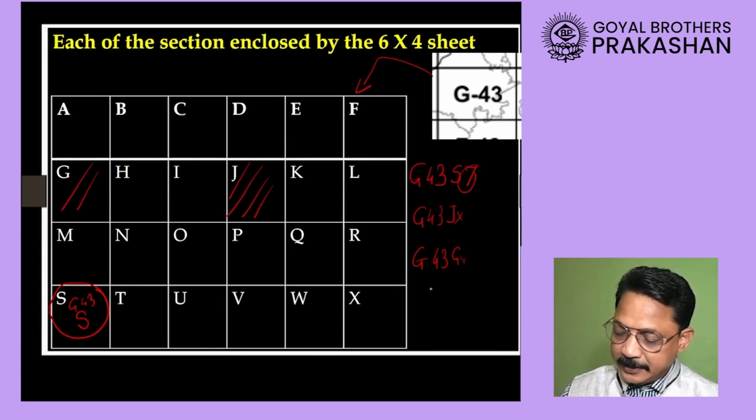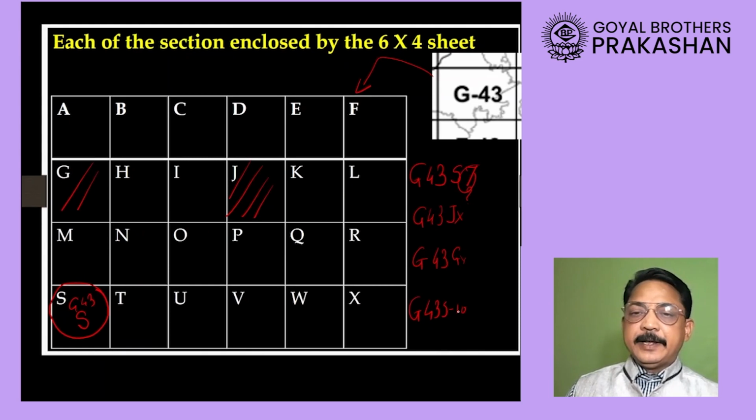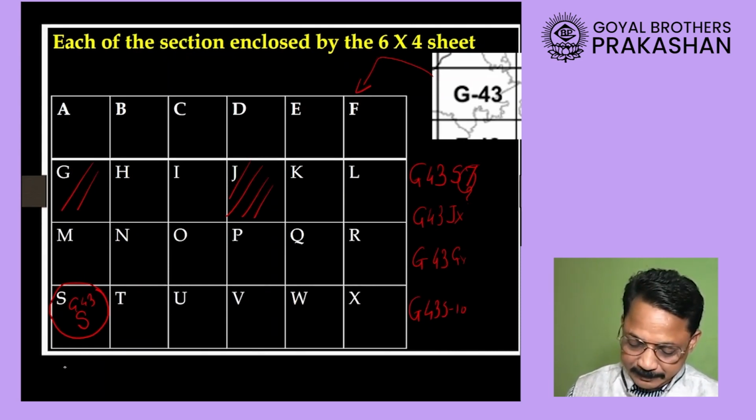Now this S7, sometimes I have written, but I have not written anything here. So from where I gave this S7, or I might say G43S10, from where will I give this number 7 and 10? That we will see now.